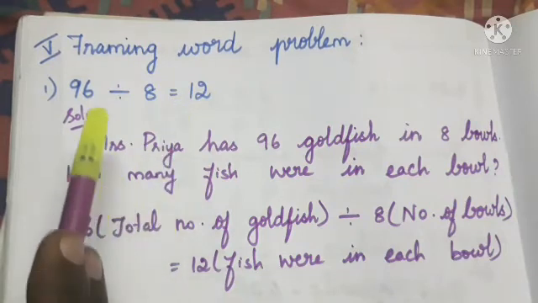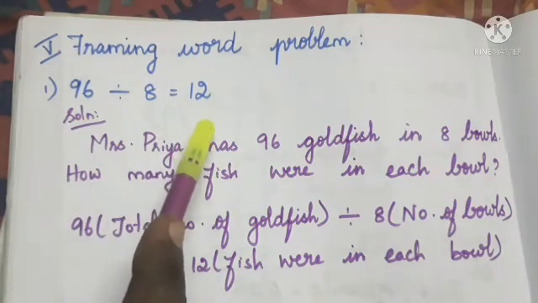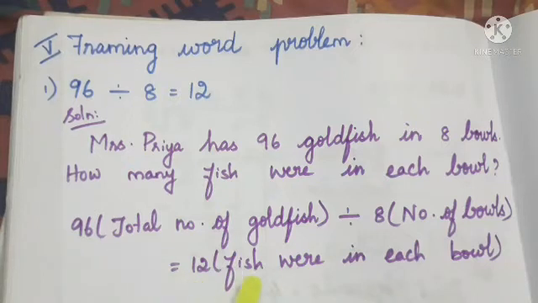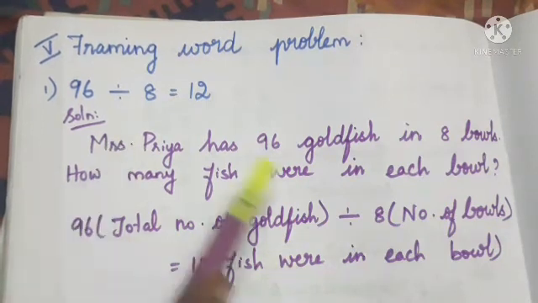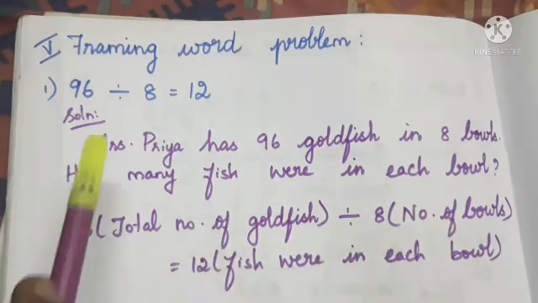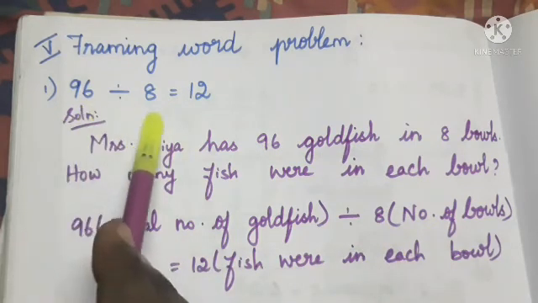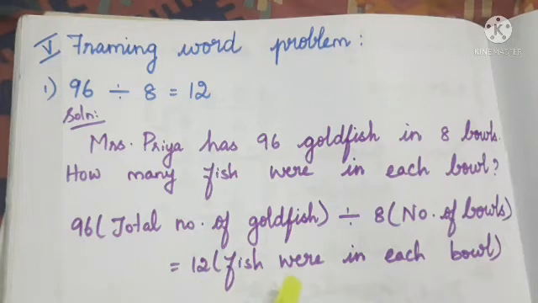If you divide 96 by 8, what answer will you get? Yes, you will get 12. So we write 12, which is the fish in each bowl. In each bowl, that means in one bowl, how many fish are there? Totally 12 fish in each bowl. Once again, 96 is the total number of goldfish, divided by 8, the number of bowls, and the answer is 12, the fish she has in one bowl.